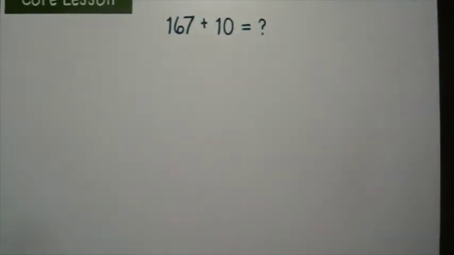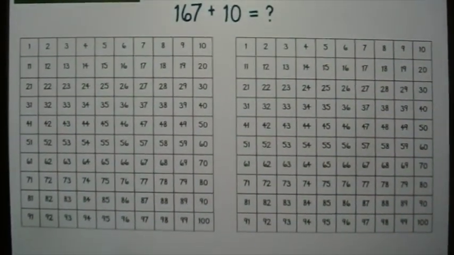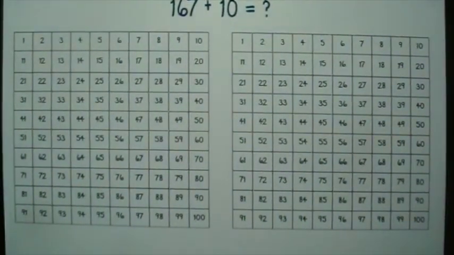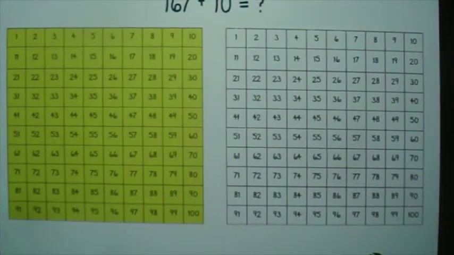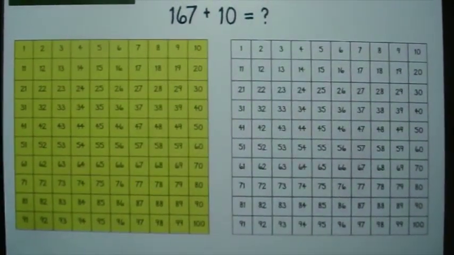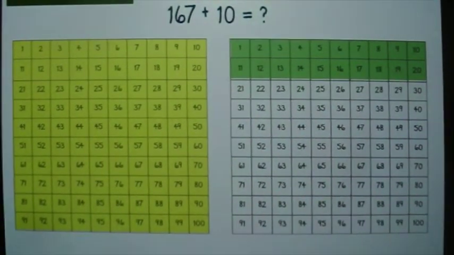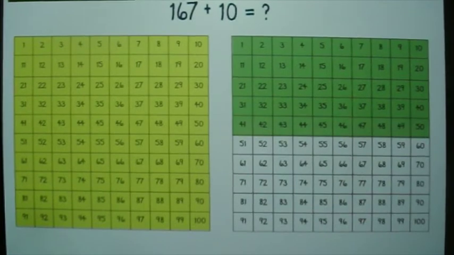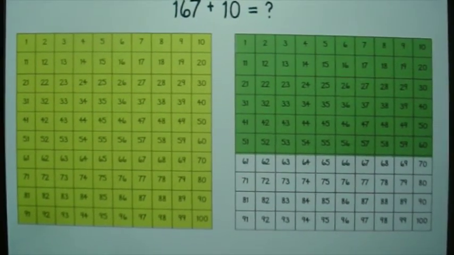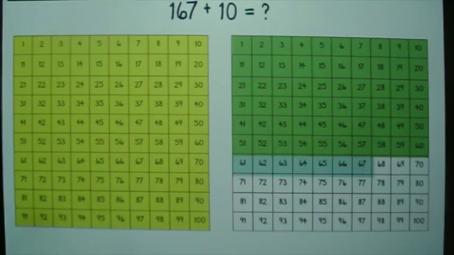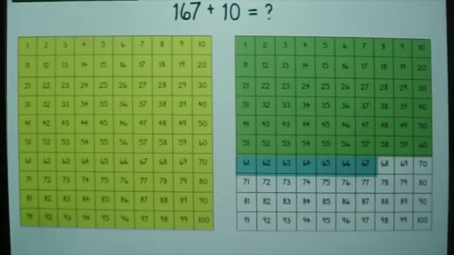So the first thing I'm going to do is put out 167 on these hundreds charts. So I'll look at the digits in the number 167. So there's 100, or one full hundreds chart. And then there's 6 tens. So that will fill up 6 rows, because remember each row has 10 blocks. And then there are 7 ones. So 7 more blocks in the next row will be filled up to show us 167.